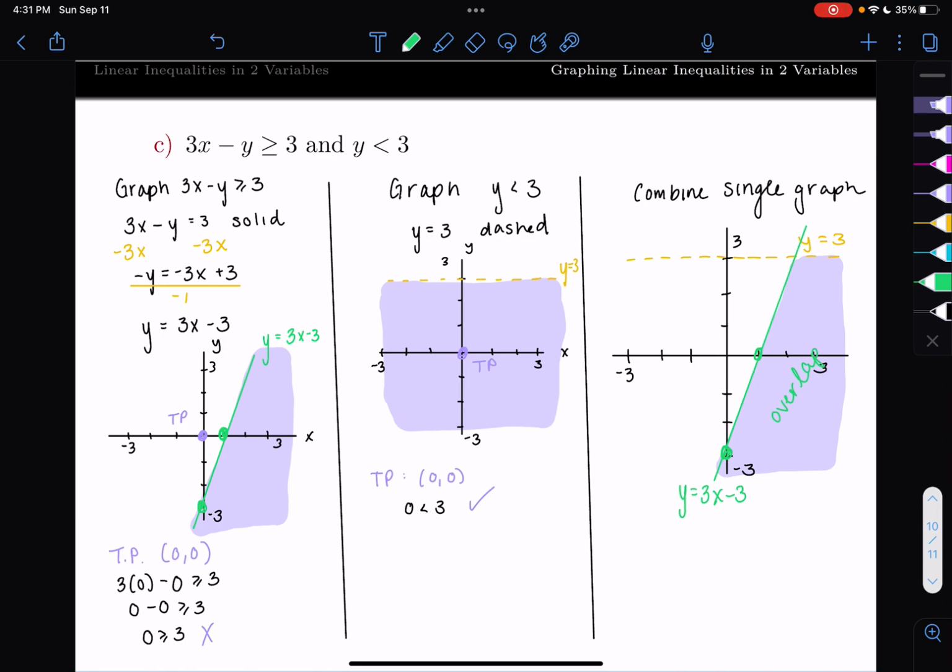What you can also do is instead you can pick a test point that falls into each of these different regions, and then you're looking for one that satisfies both. But I think it's a little bit simpler to graph each of them separately and then just combine and see the overlap of the two.